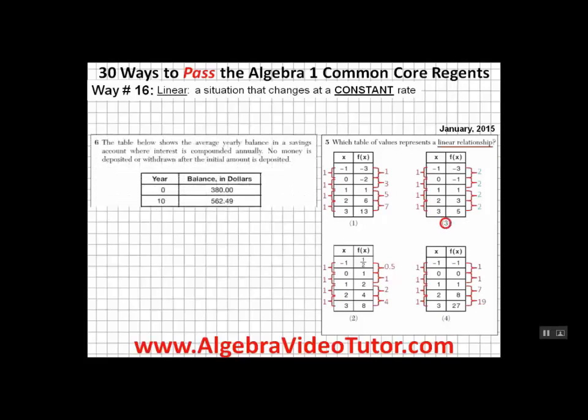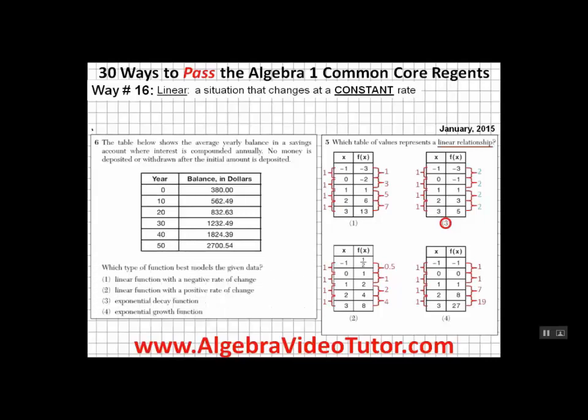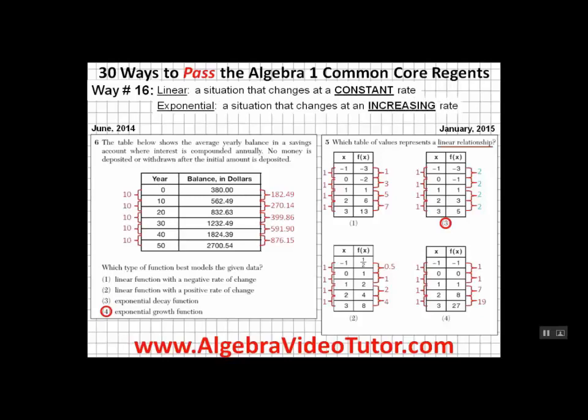The other three tables, as well as the table from this question from the June 2014 Algebra 1 Regents, represent exponential growth, which is a situation that changes at an increasing rate. Since the numbers increase at an increasing rate, this is considered exponential growth, and then the graph would have a steep upward curve. Exponential decay would be the opposite, with a decrease in numbers at an increasing rate.